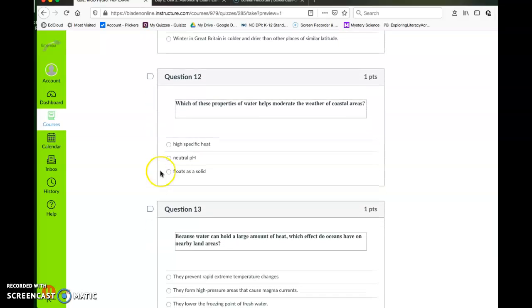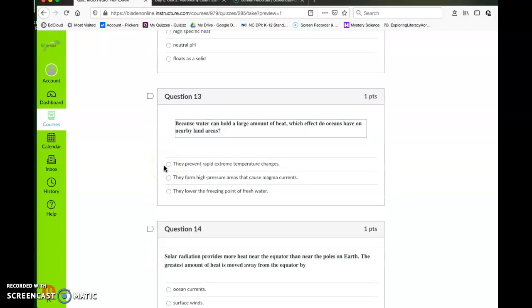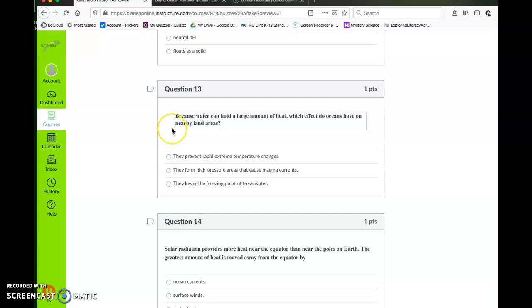Question number 12. Which of these properties of water helps moderate the weather of coastal areas? High specific heat, neutral pH, or floats as a solid? Question number 13. Water can hold a large amount of heat. Which effects do oceans have on nearby land areas? 1. They prevent rapid extreme temperature changes. 2. They form high-pressure areas that cause magma currents. Or 3. They lower the freezing point of fresh water.